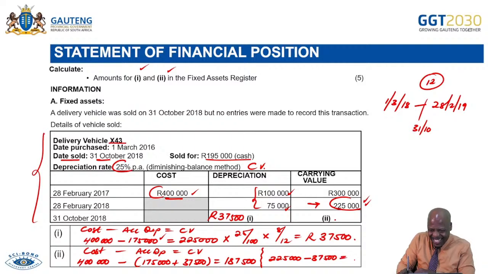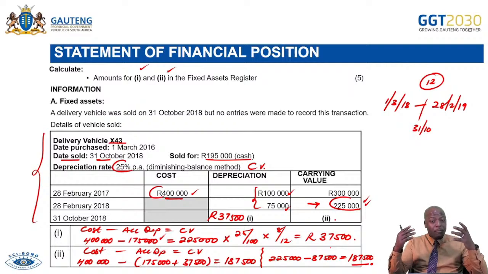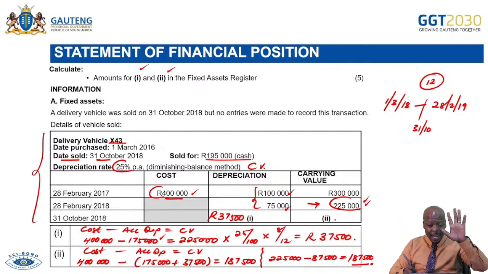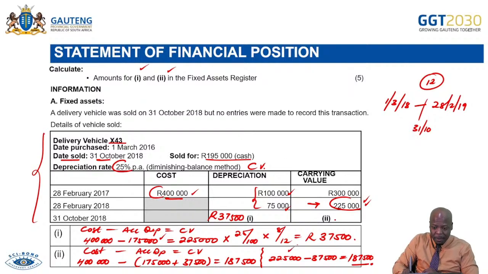How much do you get? You still get your 187,500. So I showed you how many ways? 2 ways. I showed you the longer way where everything comes from the cost minus accumulated depreciation to get your carrying value. The quicker way is to take last year's carrying value, which is your 225, then you simply subtract the depreciation. Then you get the new carrying value, which is 187,500. Are we good? Okay, thank you.